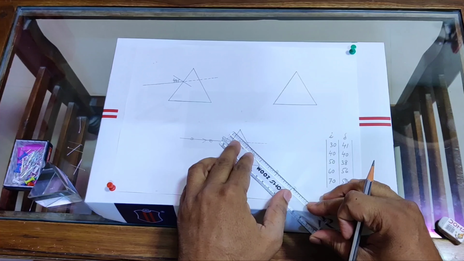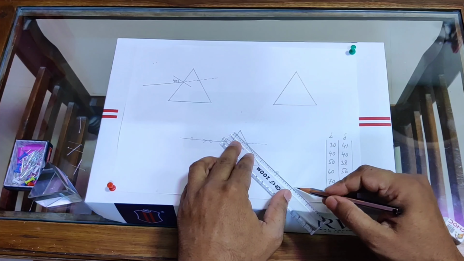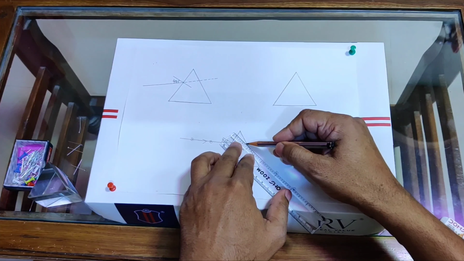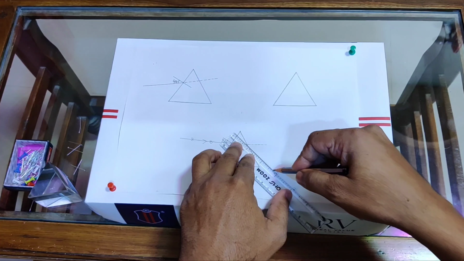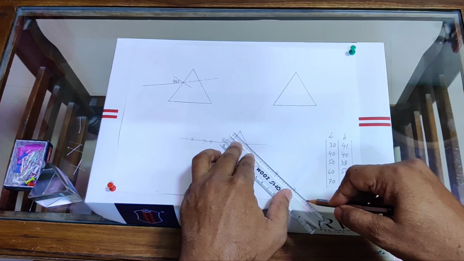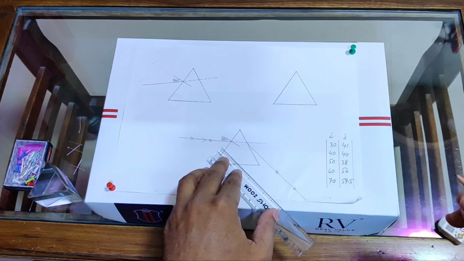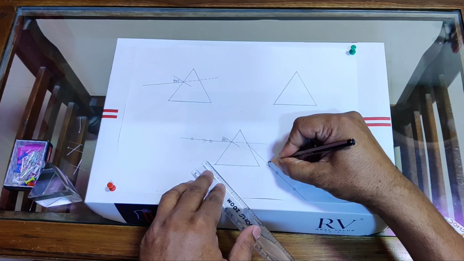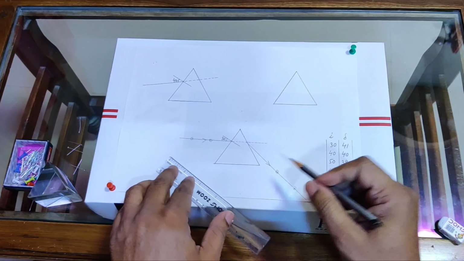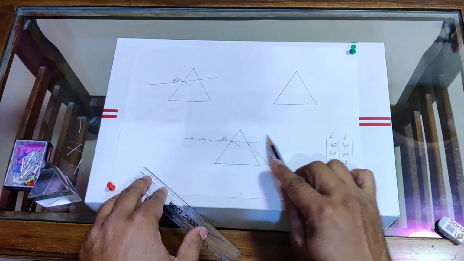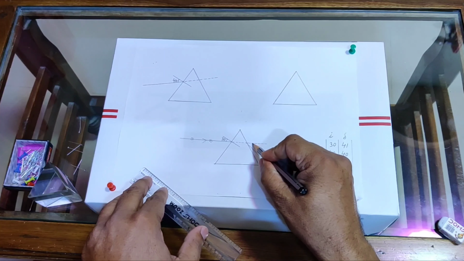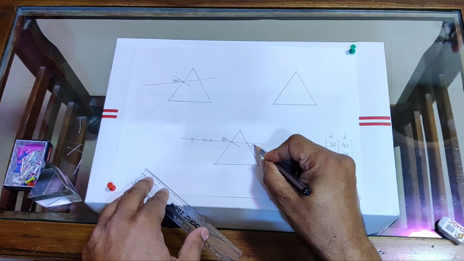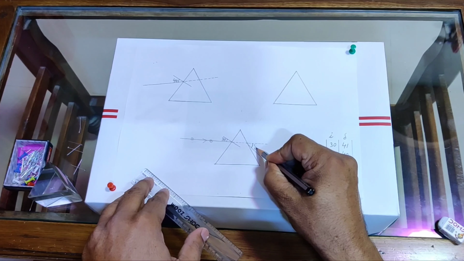We have to draw this ray through these two pins, these positions. All right, this is your emergent ray, and this is our incident ray, and this is the angle of deviation delta. This is the angle that we were talking about, the angle of deviation delta. Got it?